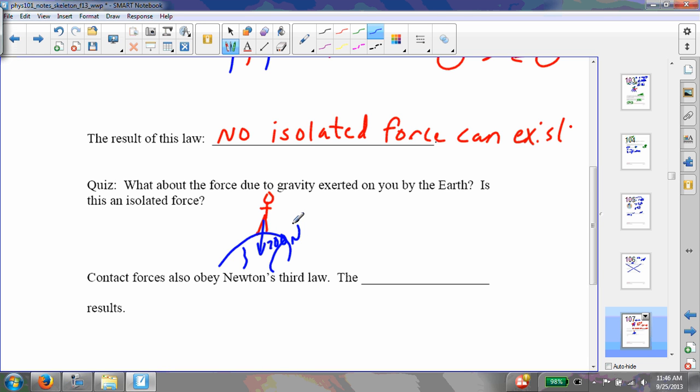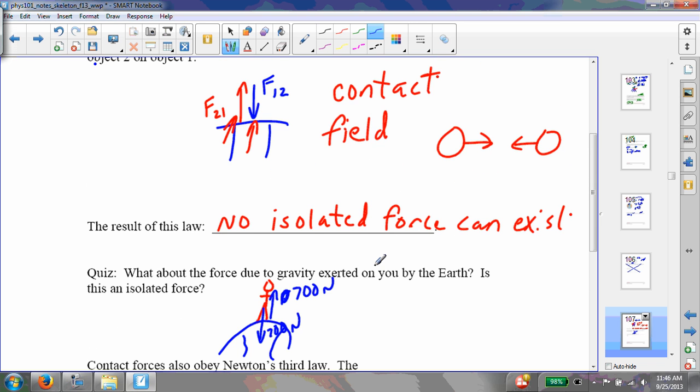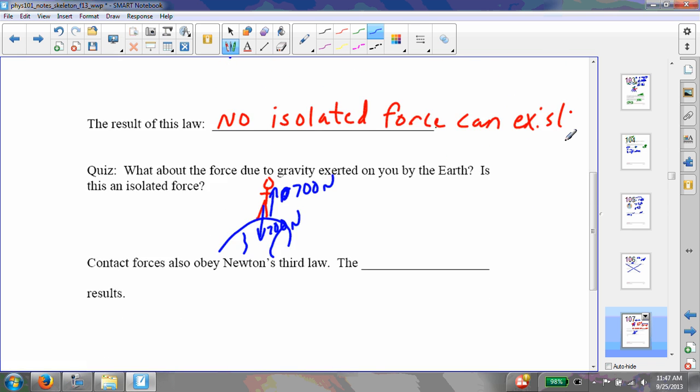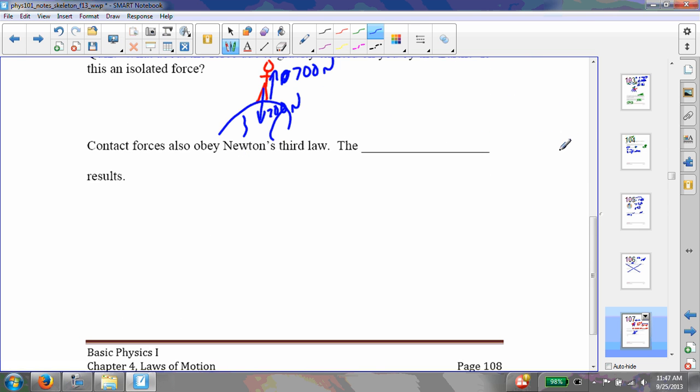Well, the answer is no, because as we walk around on the planet, we're actually pulling back up on the planet with a force that is equal and opposite. Remember, Newton's universal law of gravitation, it doesn't matter how big one of the objects is, they're both going to be pulling on each other with the same magnitude, but opposite direction force. So the Earth is pulling down on me with 700 newtons, and I likewise am pulling back up on the Earth with 700 newtons.